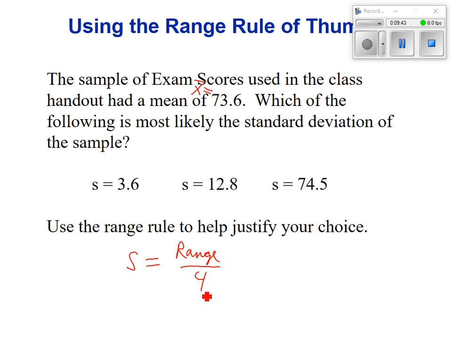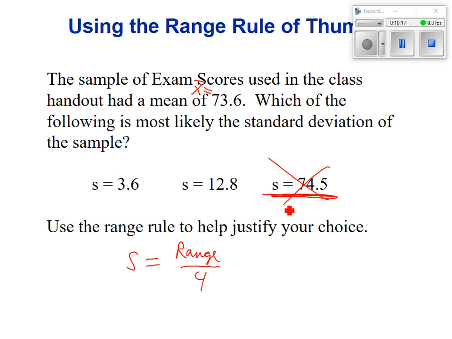Well, we don't know exactly what the range is this time because they didn't tell us the highest and lowest scores. But if we went through here and looked at these, first one, is the standard deviation going to be that? Our most score is going to be 74.5 away from 73.6. That doesn't even make sense because that's going to put us in the negative. Now, when I grade your test, sometimes I think some of you owe me some points, so you're in the negative, but you know I don't ever get negative scores, right? So that one won't work.